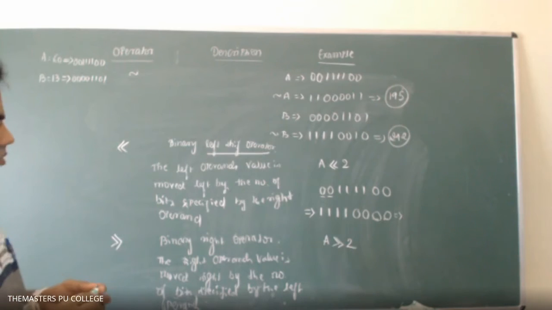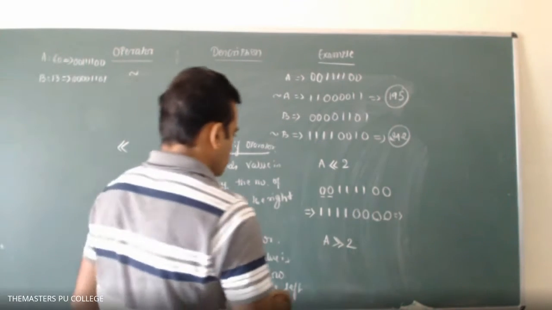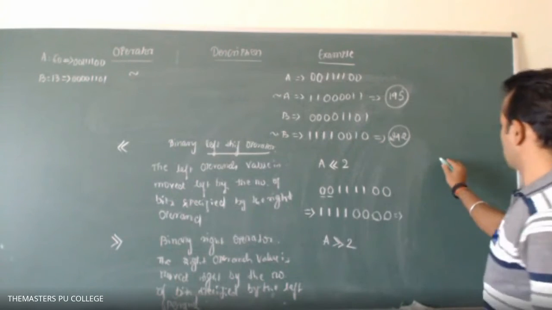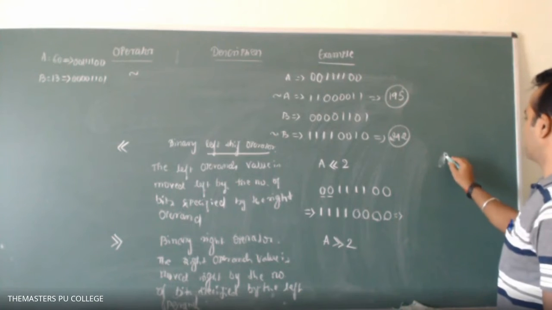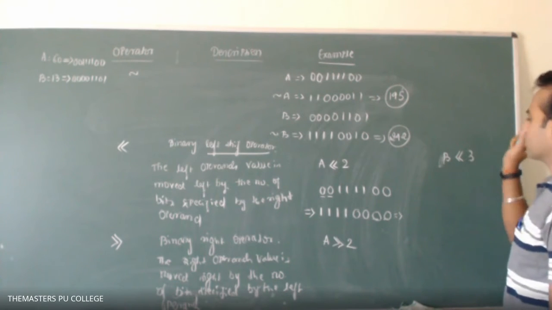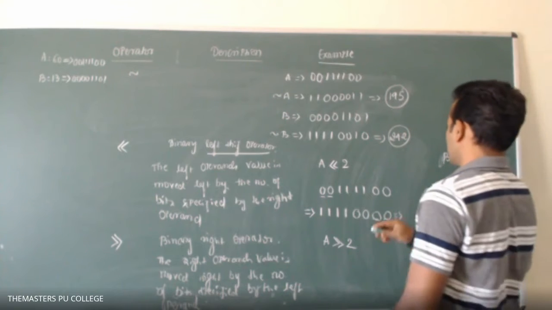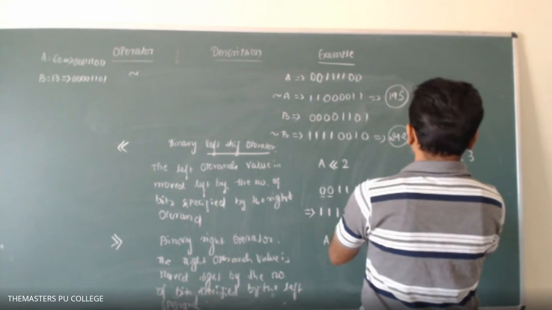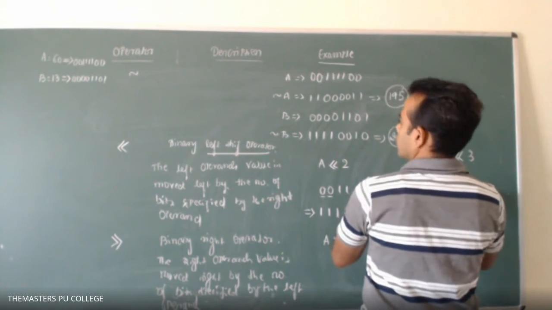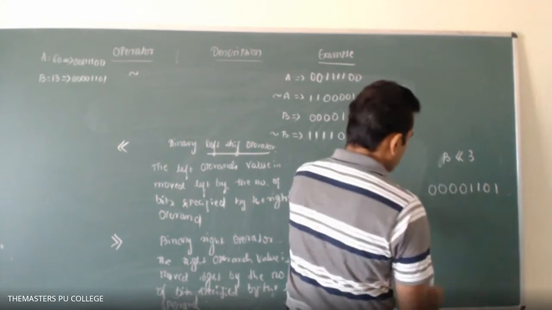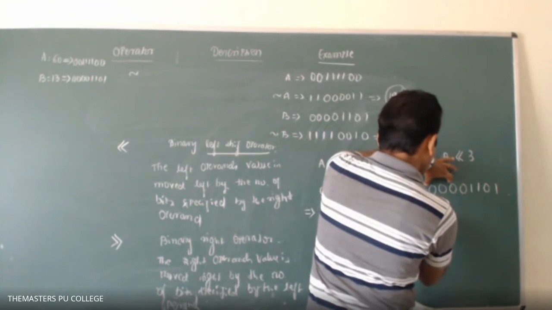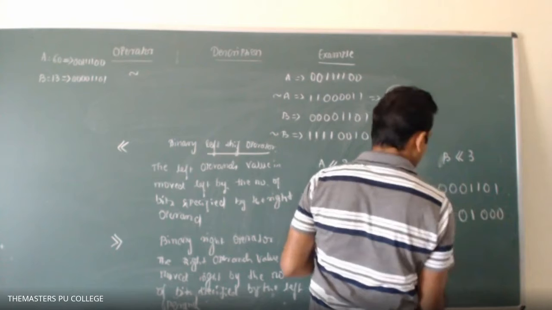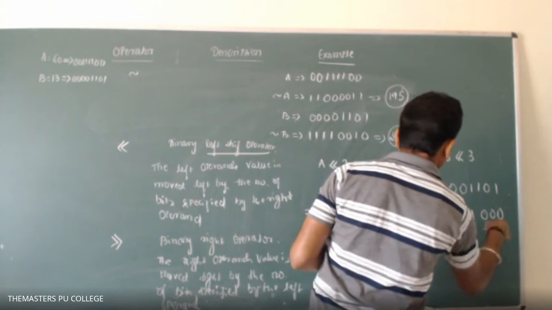So what is the binary equivalent? 240. Okay, and do it for B also here. B is 3. This is the left shift operator. What is the binary equivalent of 13? 0 0 0 0 1 1 0 1. This shifted by 3 becomes 0 1 1 0 1 0 0 0. So check it out. What is the decimal equivalent of this?